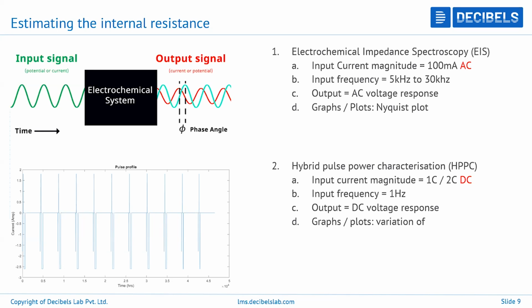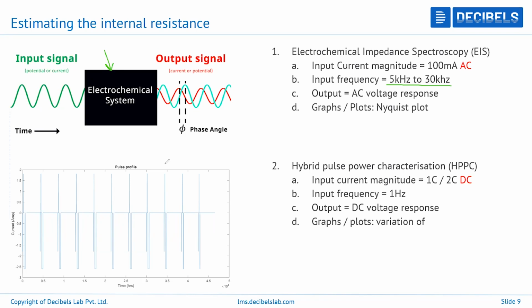Which is basically what you're seeing on the screen here. The first method for measuring the internal resistance of the cell is what is called ACIR or EIS. ACIR stands for AC internal resistance, and EIS stands for electrochemical impedance spectroscopy. Both are pretty similar, except that ACIR, alternating current internal resistance, is fixed at one particular frequency, while electrochemical impedance spectroscopy ranges between 5 kilohertz and 30 kilohertz. That is the current frequency. You provide an input signal to an electrochemical system, which in this case is your battery pack or your cell.